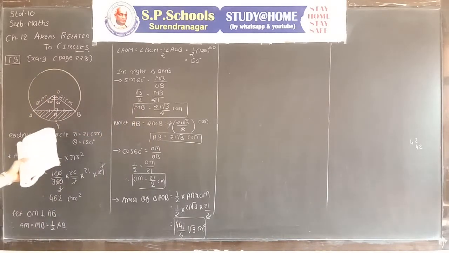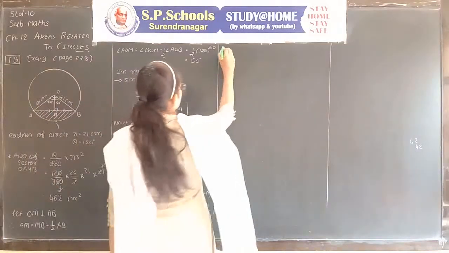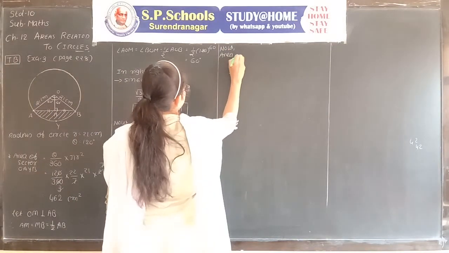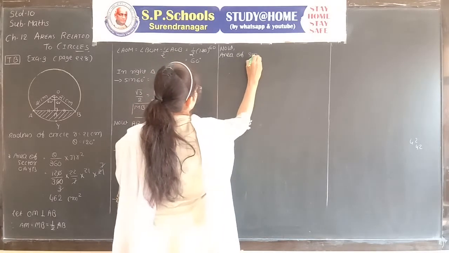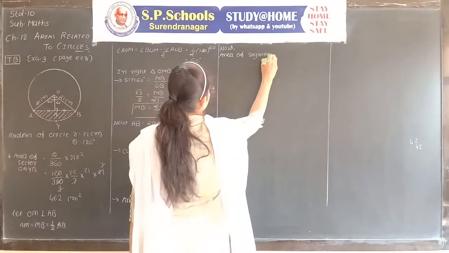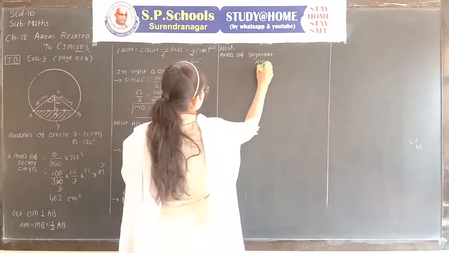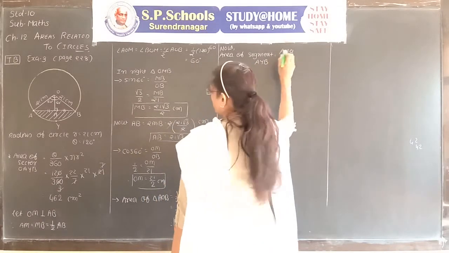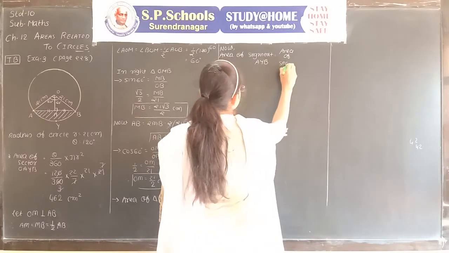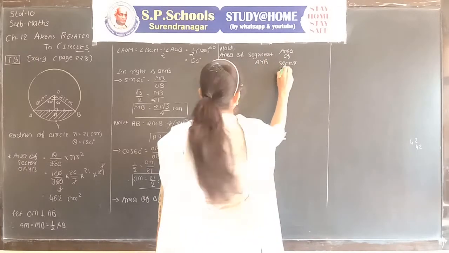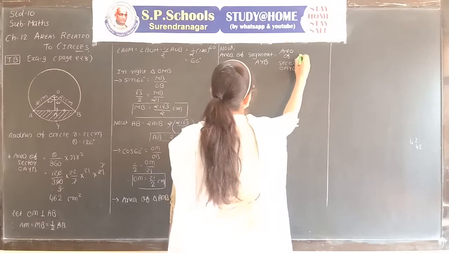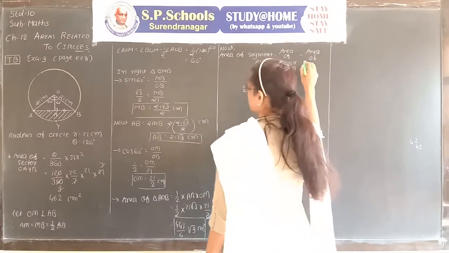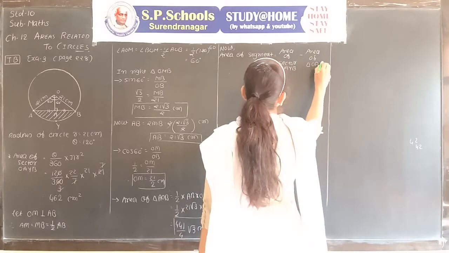Now obtain the area of segment AYB. Area of segment AYB is equal to area of sector OAYB minus area of triangle OAB.